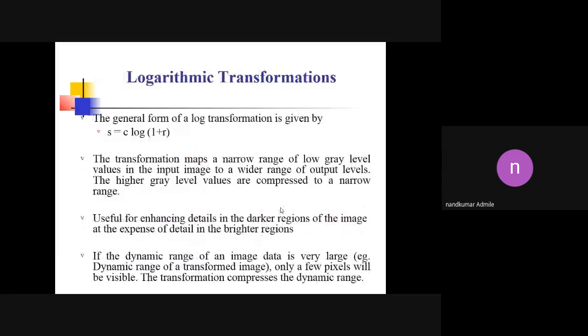Okay, so the next thing is that we can discuss two types of transformations. One is logarithmic transformation and another is power law transformation. So can anyone tell the function of logarithmic transformation and power law transformations?